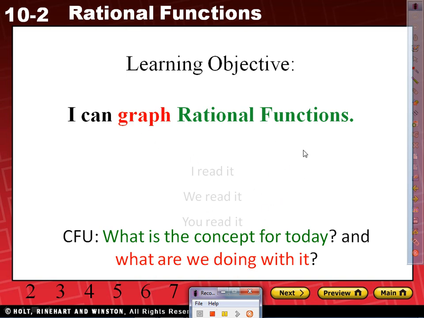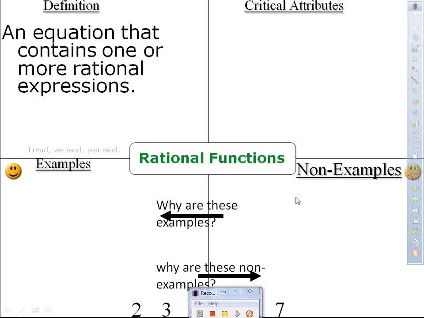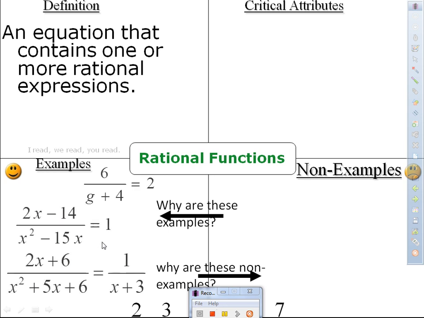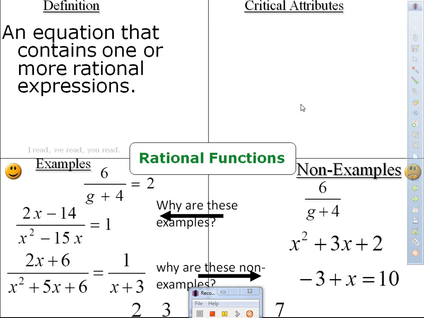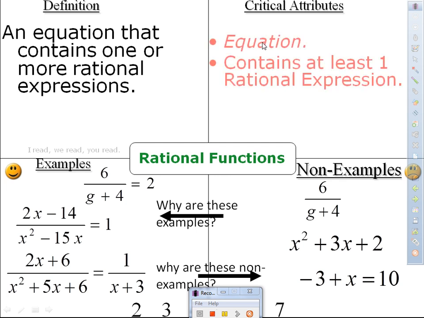So I can graph rational functions. What are rational functions? We already seen this before. I gave you this for the equations. So rational functions are equations that contain one or more rational expressions. Remember these? Examples, non-examples. And we said the most important thing to remember is that they are equations that contain at least one rational expression. Remember that? That's where we don't need this.